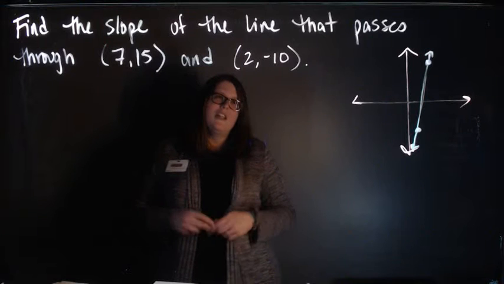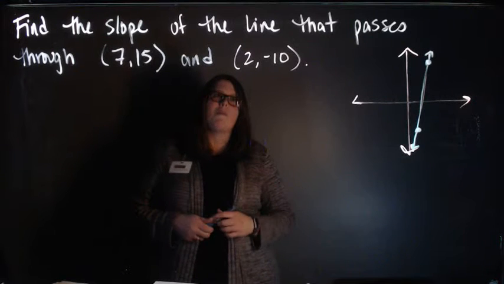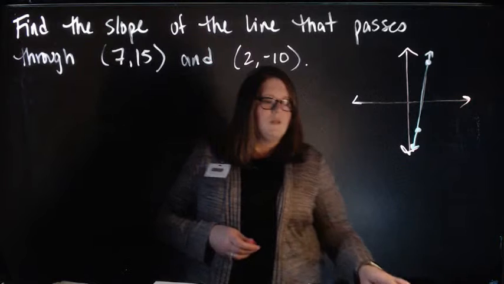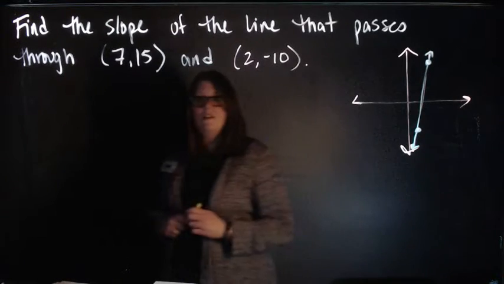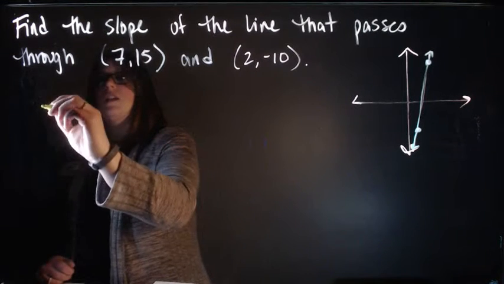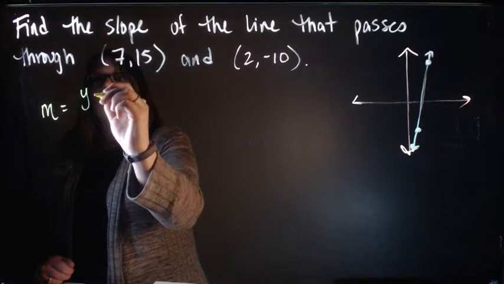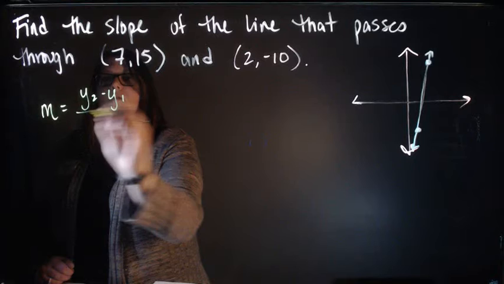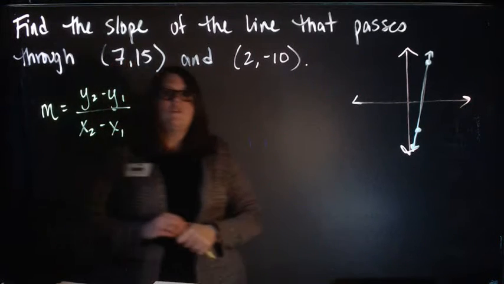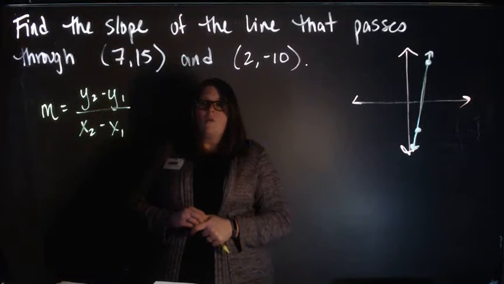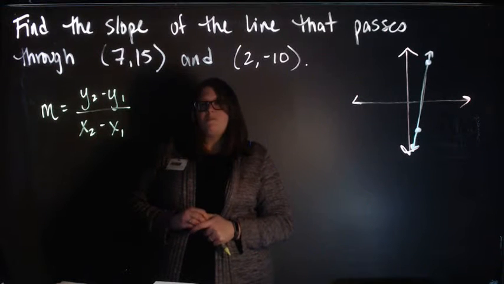But that's a sketch. That's not good enough. I need an exact number, right? So what we want to do is use our GED formula sheet and find the formula for the slope of a line. Go ahead and find that on your formula sheet, and that will give us the difference of our y values over the difference of our x values. So y2 minus y1 over x2 minus x1.